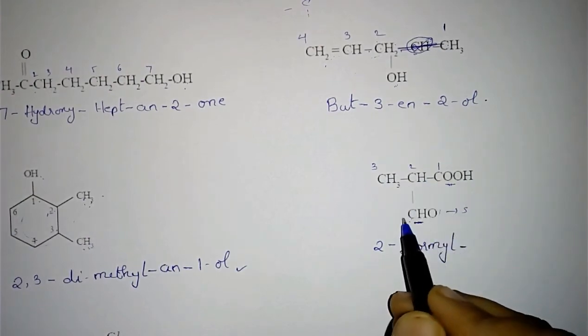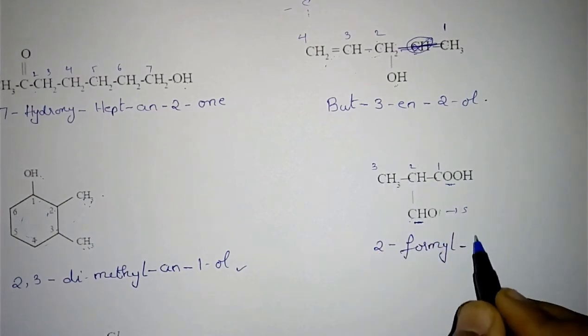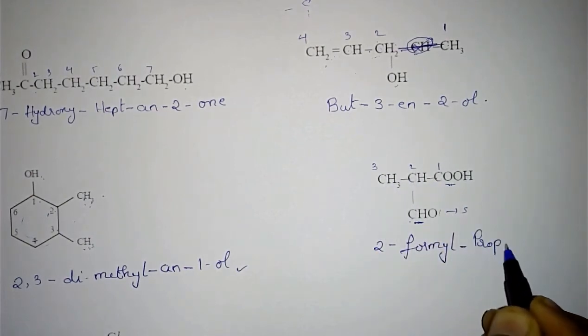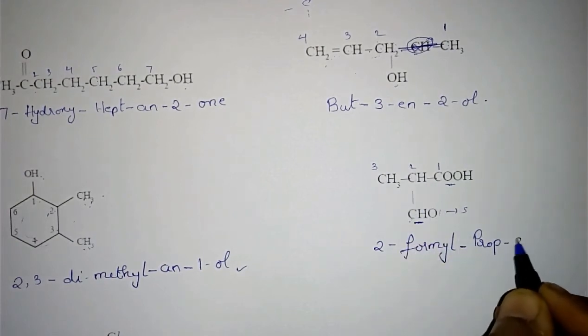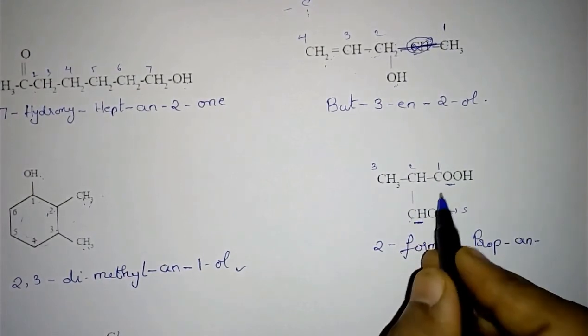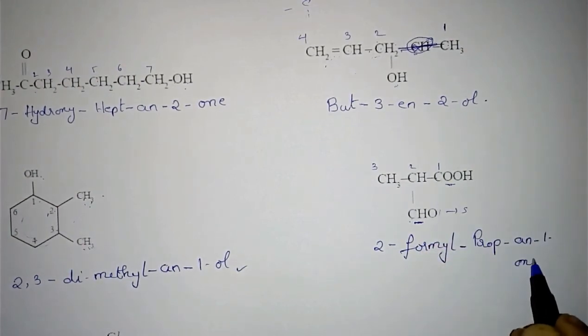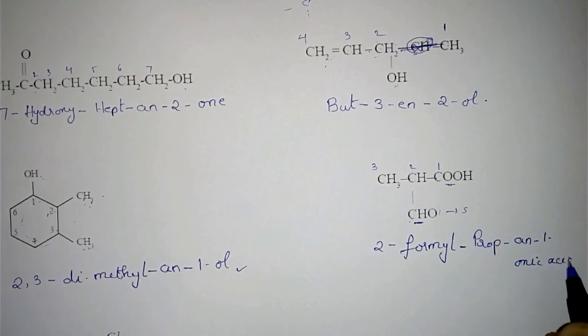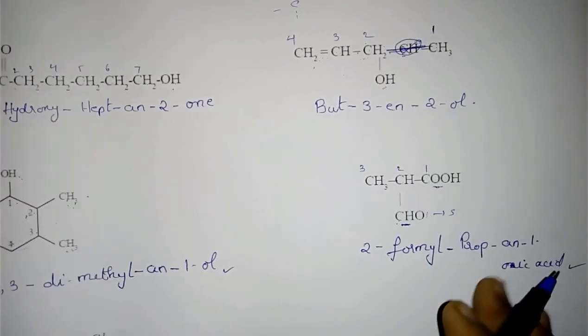Then, is any cyclic compound present? Not there. So what is the parent chain here? Methane, ethane, propane. So you will write prop. Any double bond or triple bond present? Not present, so you will write AN. And our functional group: oic acid. So the name is 2-formylpropan-1-oic acid. That is the name of the compound.